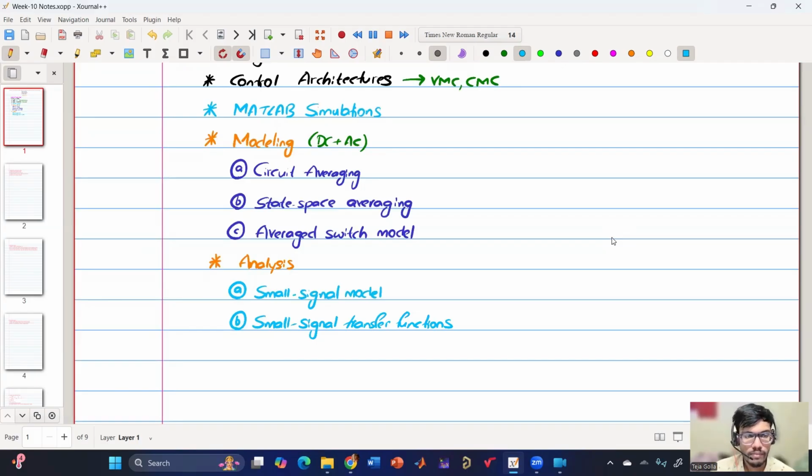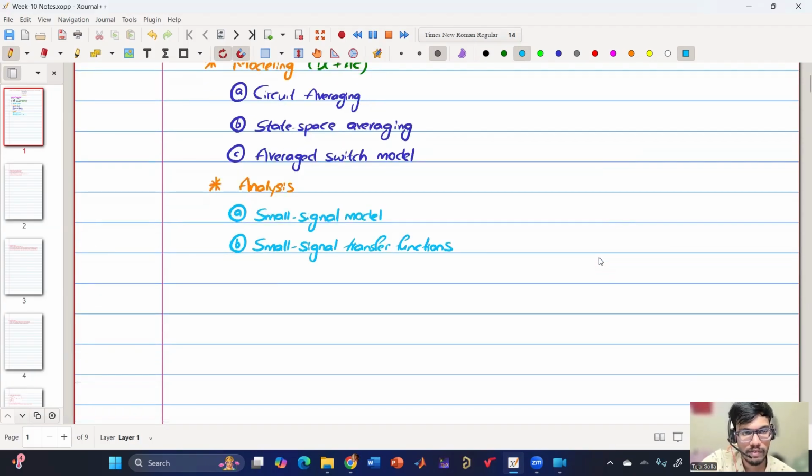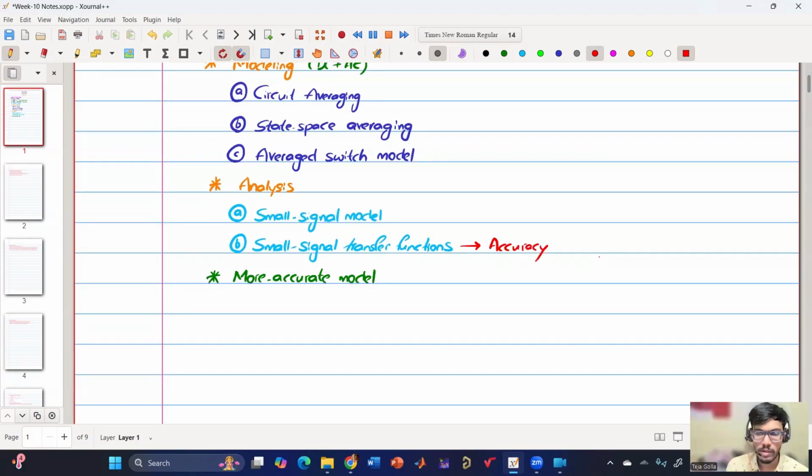Okay. So yeah, small signal transfer functions we got, and then later we went to a very important topic, which is a more accurate model as well, because we have seen that there is an accuracy limitation because of the approximations that we have considered during the derivation of the small signal transfer functions. Then we went to design aspects.